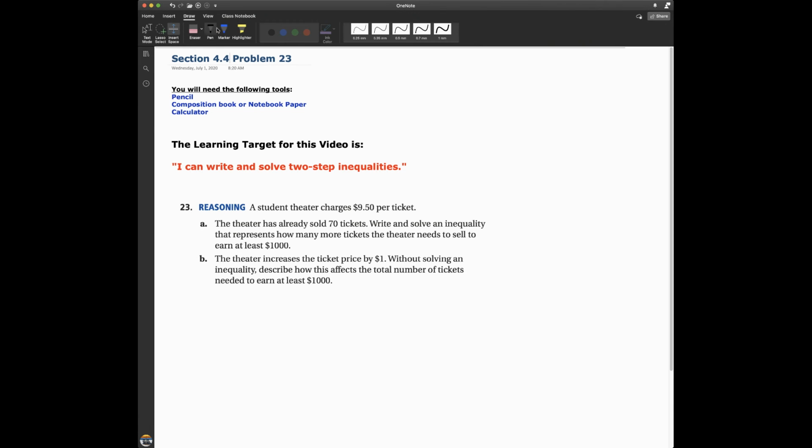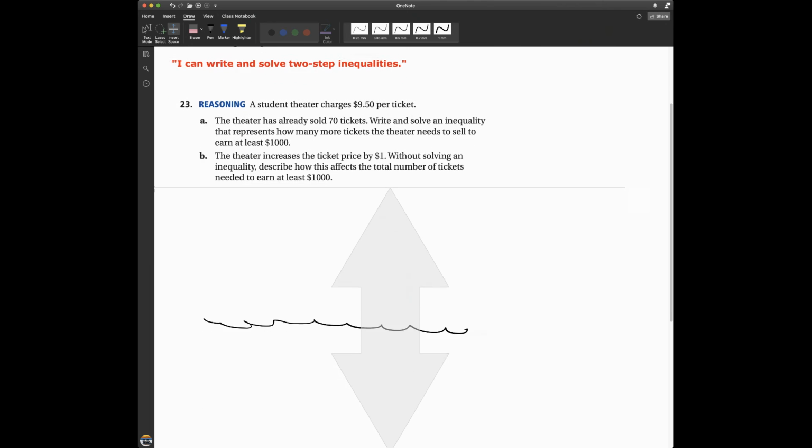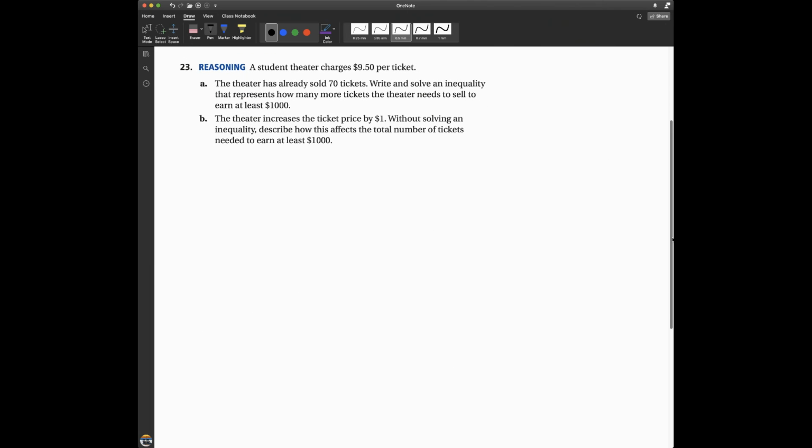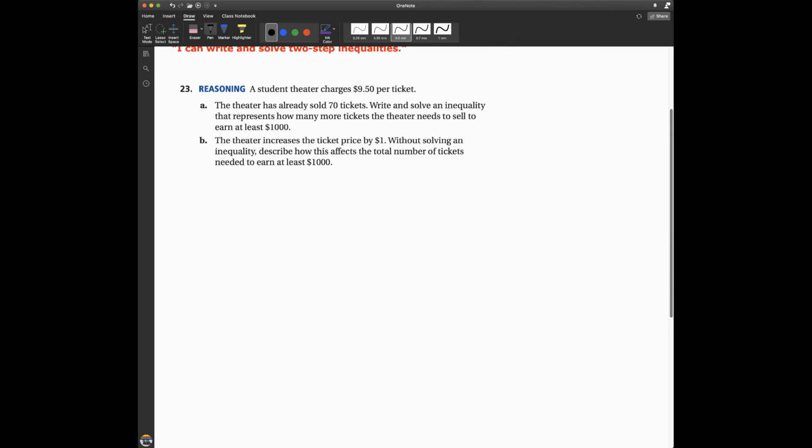I think I might need some more space here at the bottom, so I'm going to do that now, and now you can see how I can make more space so we can have plenty of space to work. All right, let's get started.